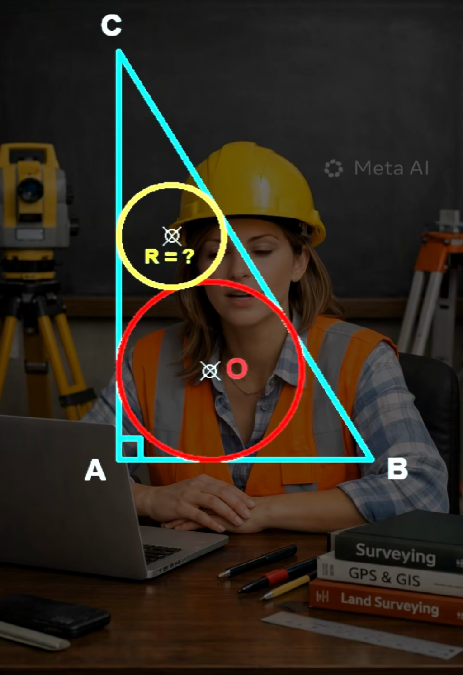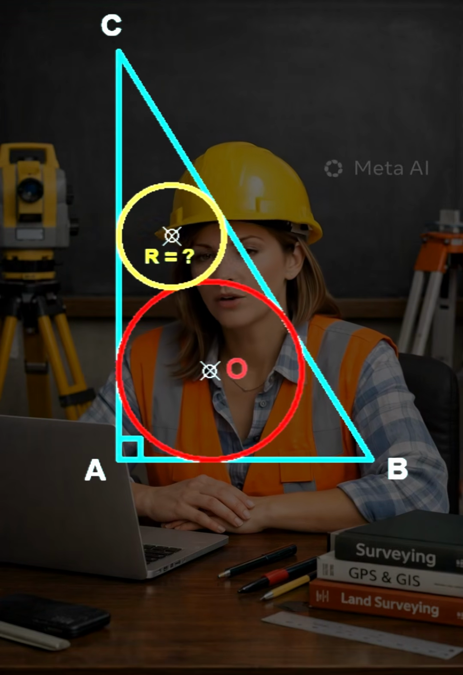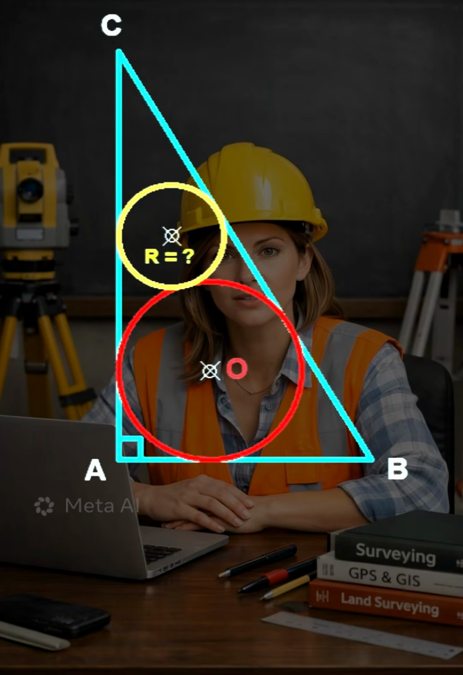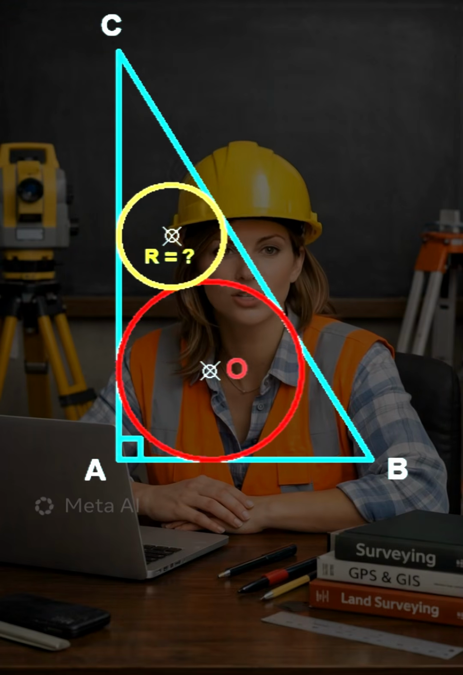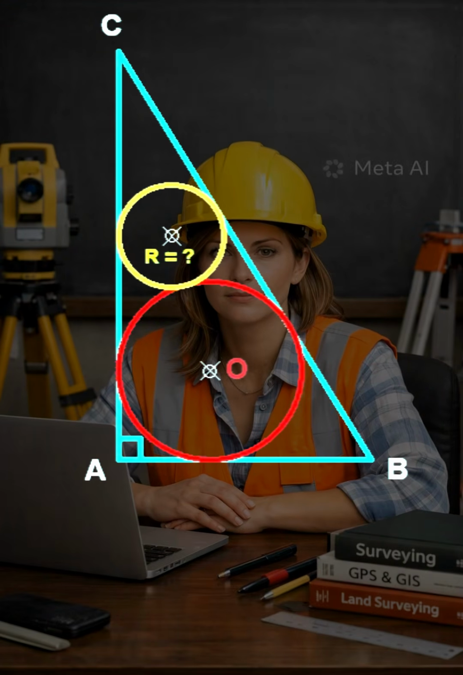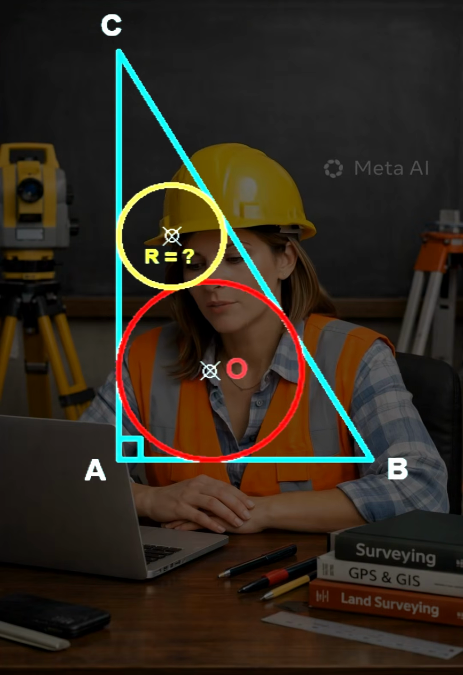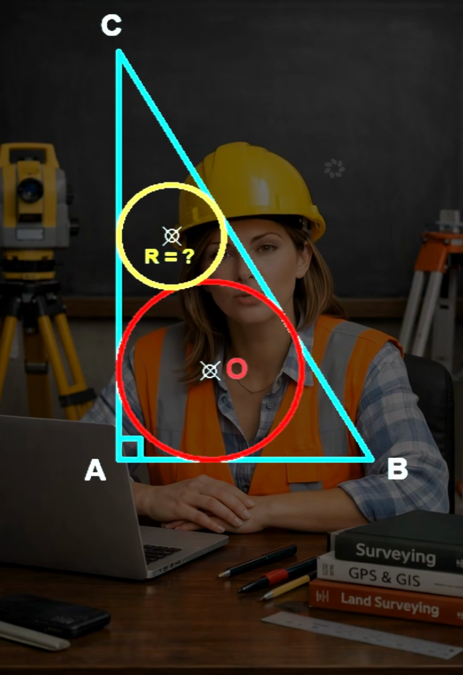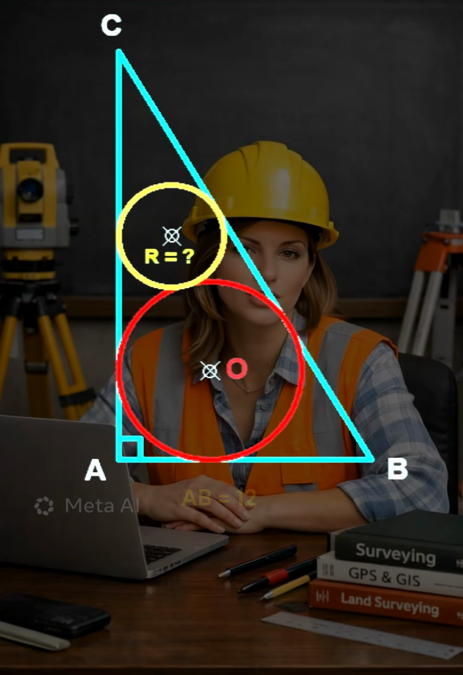There is a profound elegance in how geometric shapes constrain one another within a bounded space. This problem beautifully captures that harmony by nesting two tangent circles inside a right-angled triangle ABC, where angle A equals 90 degrees, side AB equals 12, and side AC equals 20.